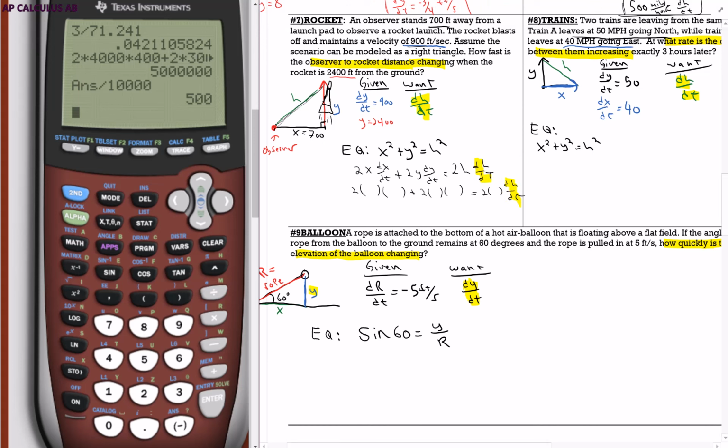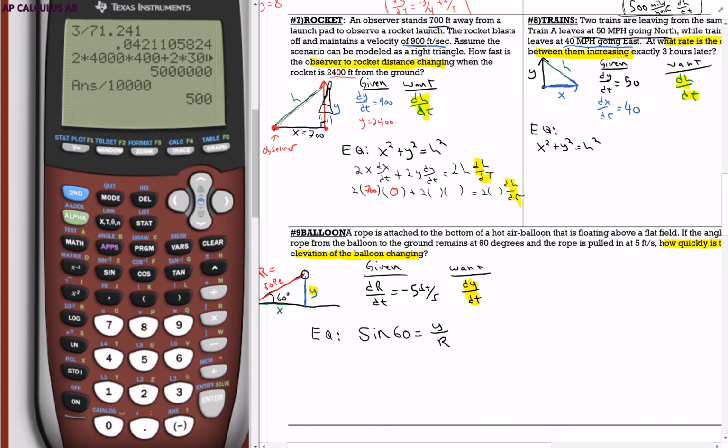Do I know x? Yes, I know x. x is 700. Do I know dx/dt? Let's think about it. dx/dt is the rate of change of x with respect to time, right? So how is the distance between the observer and the place where the rocket took off from changing as time goes by? And the answer is it's not, right? The person is not walking back and forth. He's staying exactly where he is, right? That distance will remain 700. So the rate of change of the distance with respect to time is 0. It's not changing, all right?